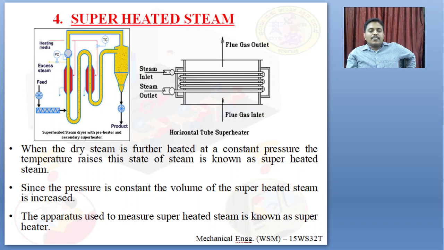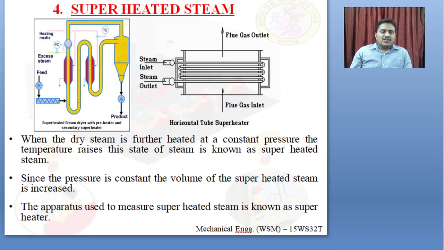Next is superheated steam. When the dry steam is further heated at constant pressure, its temperature rises to a state of steam known as superheated steam. Since the pressure is constant, the volume of the superheated steam increases. The apparatus used to produce superheated steam is known as a superheater. Here you can see in the heat exchanger, we supply dry steam in and superheated steam out. This is all about superheated steam, a further form of dry steam.